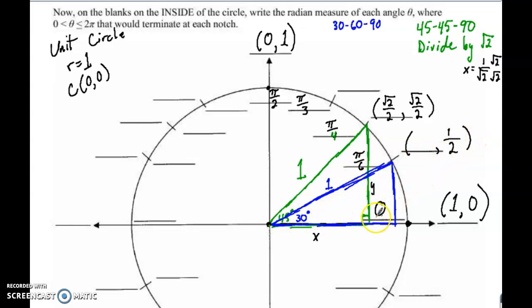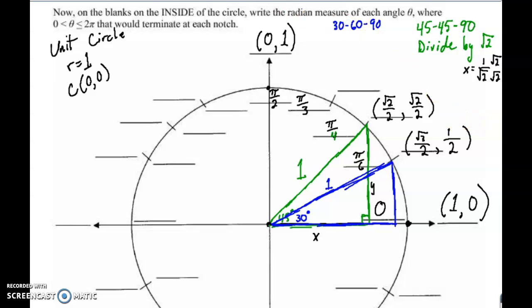Now, how do we get the long leg? In a 30, 60, 90 triangle, in this case, x is the long leg. It's the short leg, which is 1 half, times root 3. Well, we would just typically write the root 3 into the numerator. So it's root 3 over 2, comma 1 half.